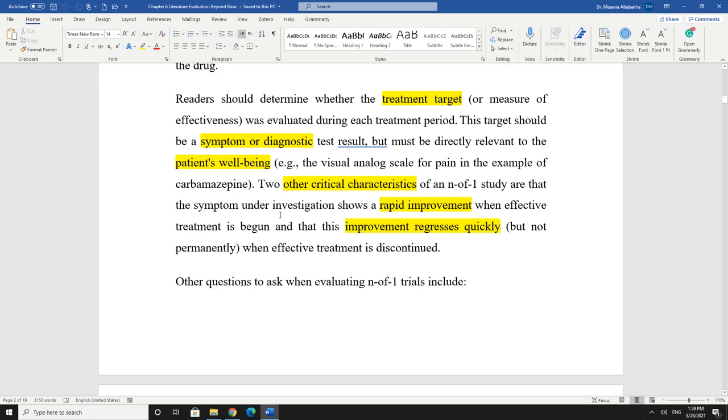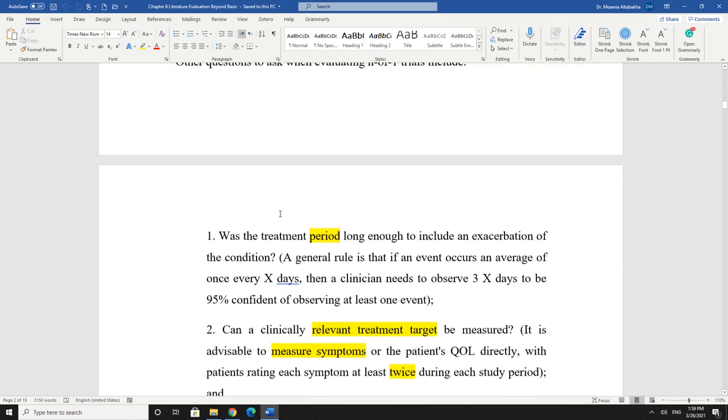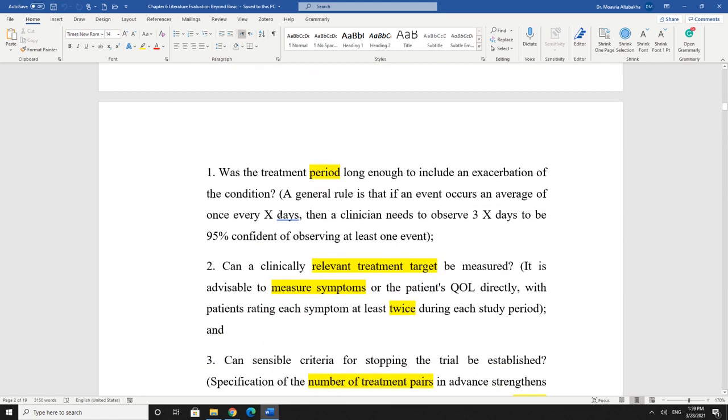So at least it should contain, pay attention, 2 pairs of treatment periods. Okay, 2 pairs. Meaning treatment, no treatment, treatment, no treatment. Or no treatment, treatment, treatment, no treatment. Okay, so I have 2 pairs of treatment periods. Another thing, the period should be enough for you to see the effect.